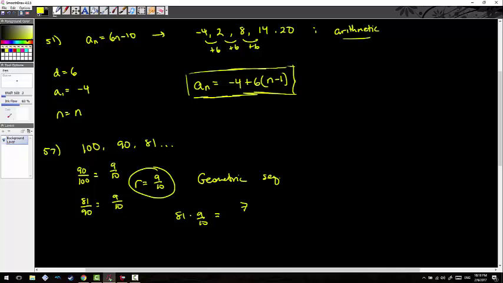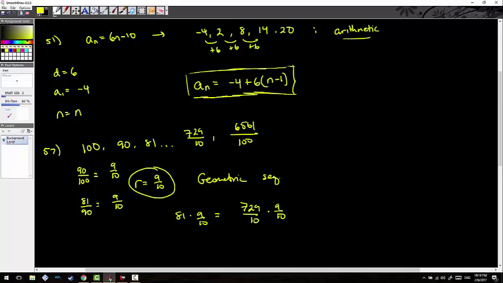Well, that's going to be 729 over 10. Well, that's my next term, 729 over 10. And the next term after that is going to be 729 over 10 times 9/10 again. Well, I know I'm going to get a 100 up top, and 729 times 9 is going to be 6561. So these are the next two terms in the sequence that you're looking for.